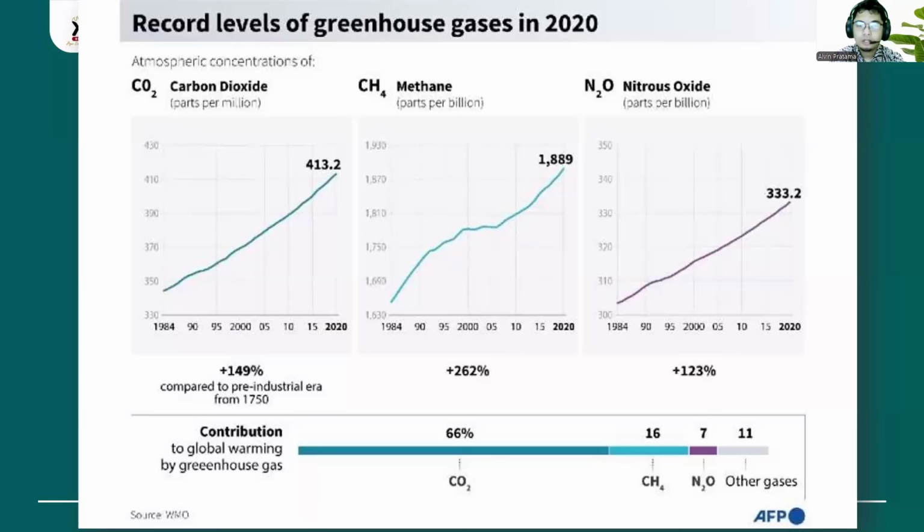And at the bottom of the chart, you can see the contribution of these gases to global warming. Carbon dioxide is by far the biggest contributor, followed by methane, nitrous oxide, and other gases.